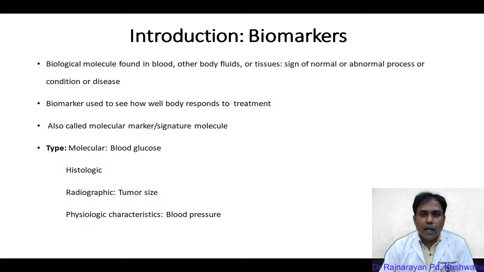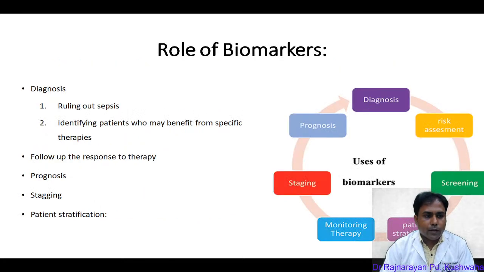We have different types of biomarkers: molecular, histologic and radiographic. In molecular, we have, for example, blood glucose; in histology, we find biomarkers in tissues; and in radiographic, for example, tumor size. These are the biomarkers.